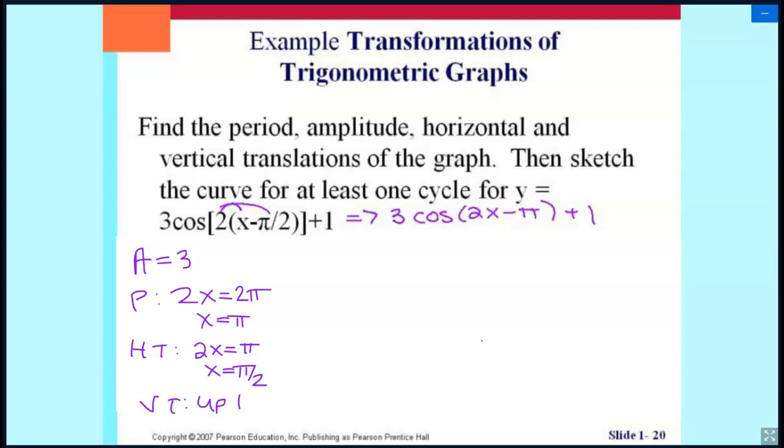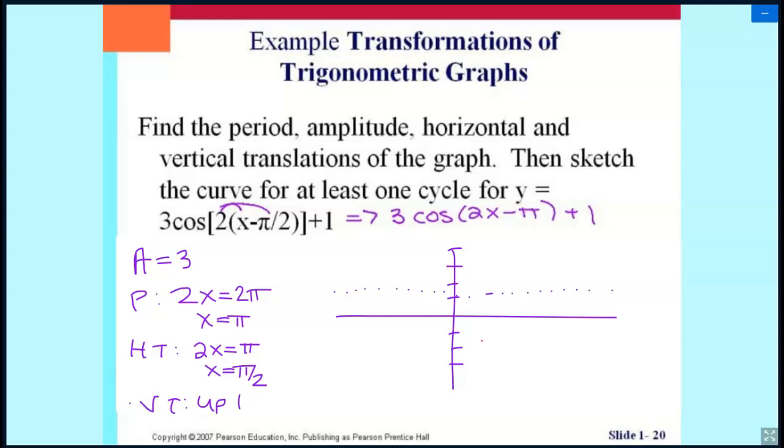Now, where the vertical translation comes into play is that instead of your graph now going from 3 to negative 3, your graph is going to go from 4 to negative 2 because everything gets bumped up 1. So instead of the x-axis, your key points are going to come from the line y equals 1. So your zeros that normally occur on cosine are now going to occur at y equals 1.